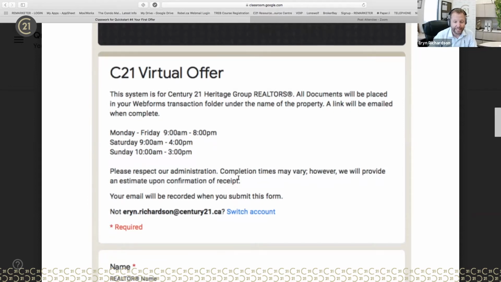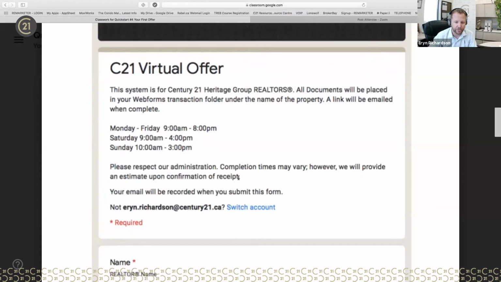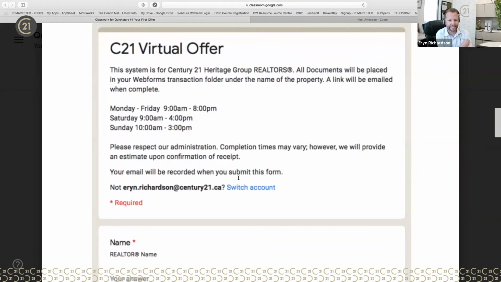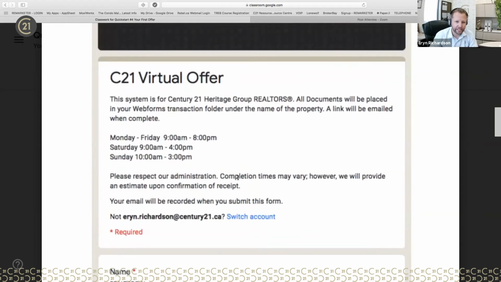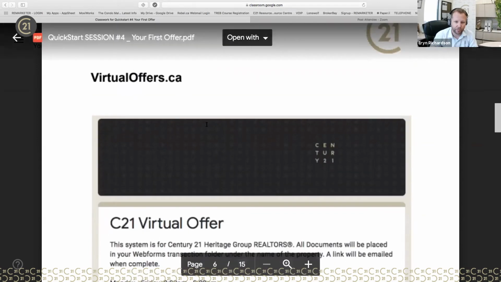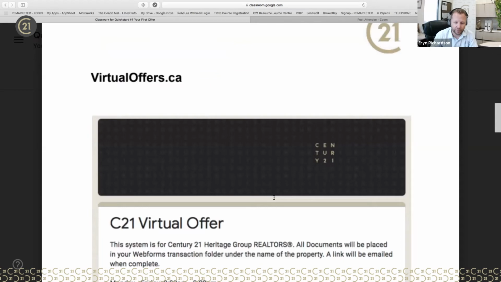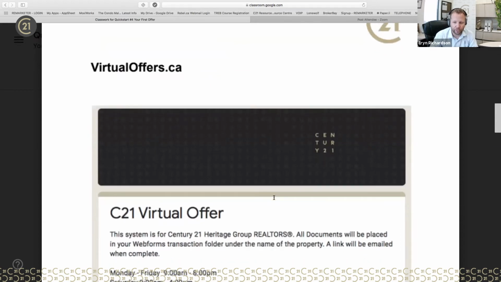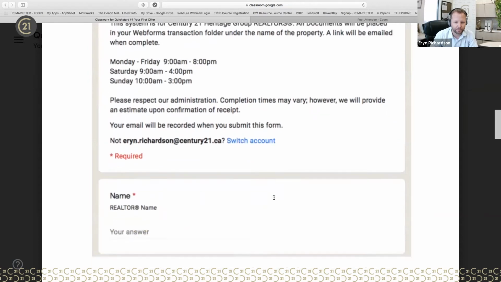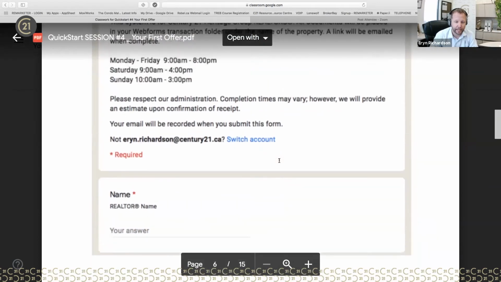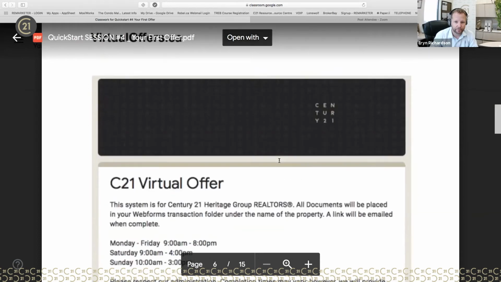You do need to be signed in under the Century 21 account. These Google forms are security forms that we can only provide if we know who you are and that you're part of the Century 21 system. So you need to use your first and last name at century21.ca when you're logged into Google to access virtual offers. By the way, virtualoffer.ca is also available in Remarketer. If you have a Remarketer account in our brokerage hub, there's a little button there for virtual offers as well. So you just fill in the information and go through that process.